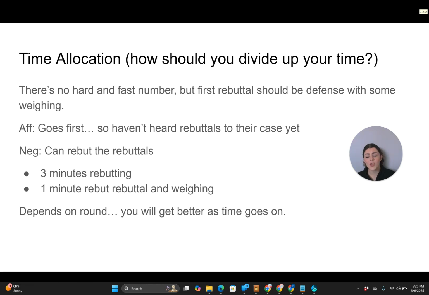Neg, I usually will spend 3 minutes rebutting the AF's case and then 1 minute rebutting my rebuttals, so defending my case and weighing if I can throughout. The reason I don't break it off evenly 2-2 is because I'm already ahead on the neg because the AF hasn't heard any of my rebuttals against their case. They haven't even started defending their case against my rebuttals, like rebutting my rebuttals. They're going to have to do that in consolidation. So even though I'm only dedicating 1 out of 4 minutes to defending my case, I'm still a minute ahead compared to AF, right? And we still only get the same amount of time per round.